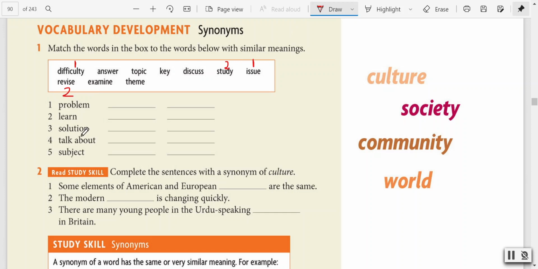We have 2 other words that suitable with this one and have the same meaning, which is answer, and also we have key.